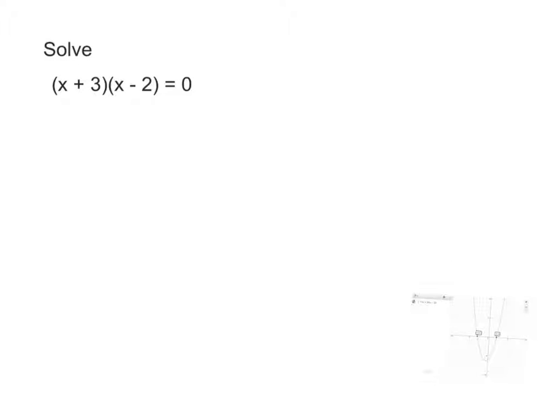So if we look at this one, x plus 3 times x minus 2 equals 0. If we apply the zero product property to that, then what would x plus 3 equal? Or x minus 2, one or both of them has to equal 0. Because those are 2 factors, 2 things multiplied together and they equal 0, so one or both of those has to equal 0.